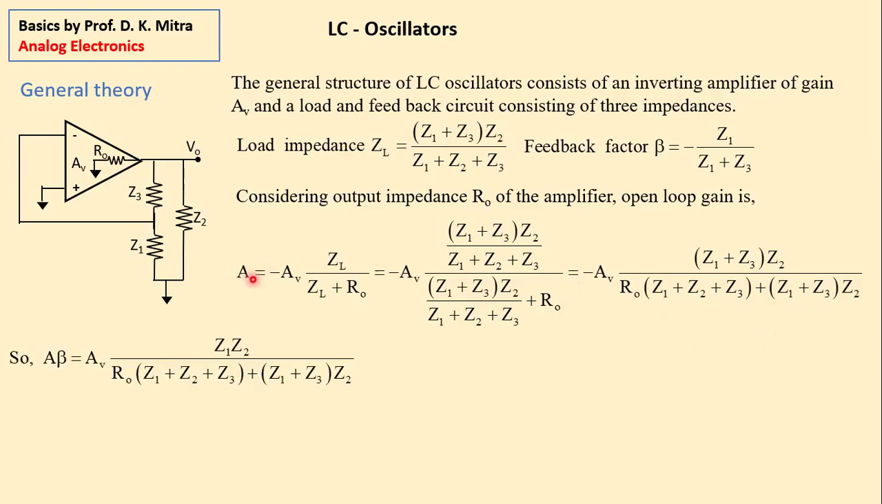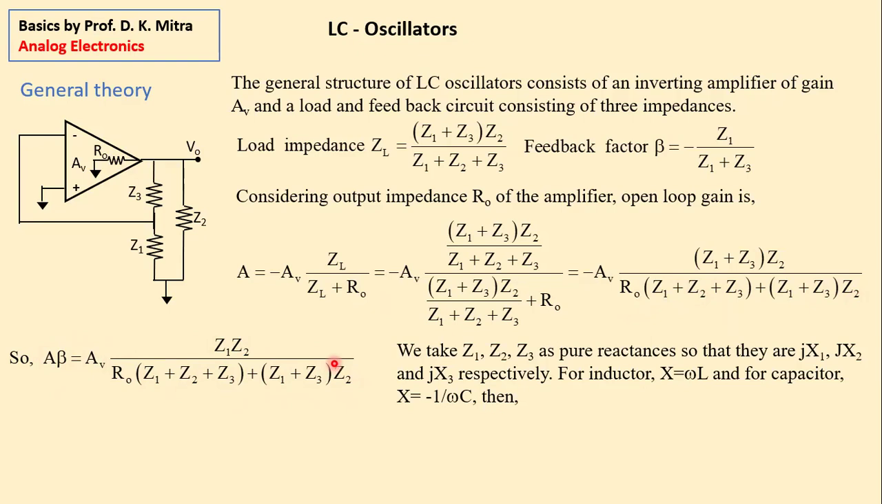Then this is the value, this is the open loop gain A. And this is the beta. Then what is A beta? If we multiply A by beta, then this Z1 plus Z3 at the denominator of beta gets cancelled with Z1 plus Z3 at the numerator of A. So at the numerator, we are left with Z1 multiplied by Z2. And in the denominator, we are left with RO multiplied by (Z1 plus Z2 plus Z3) plus (Z1 plus Z3) into Z1. So this is the value of A beta. No problem.